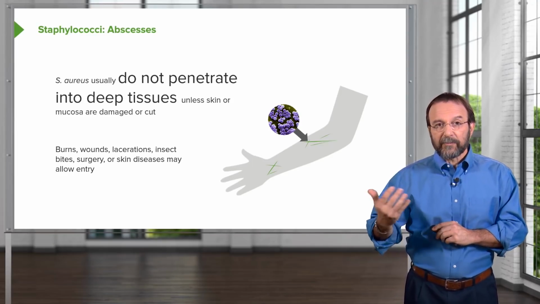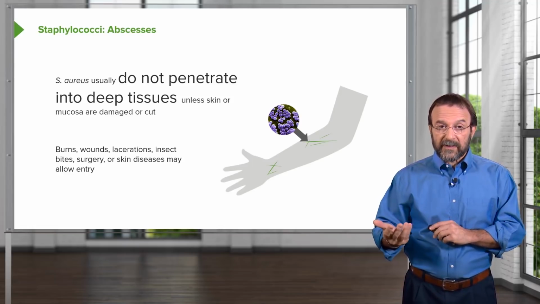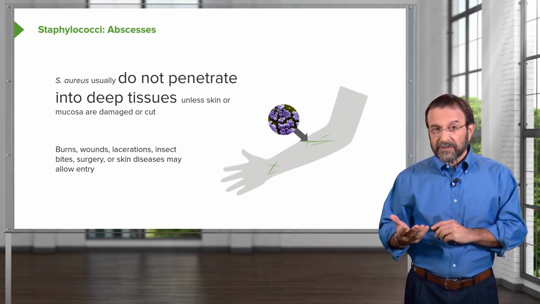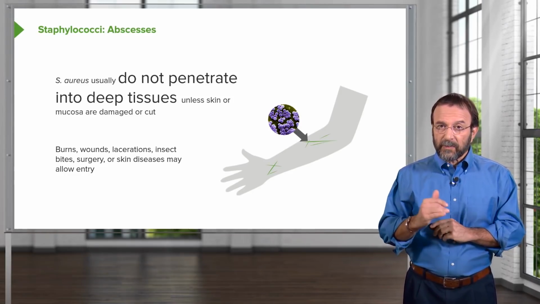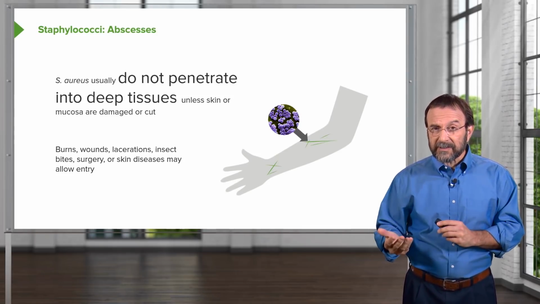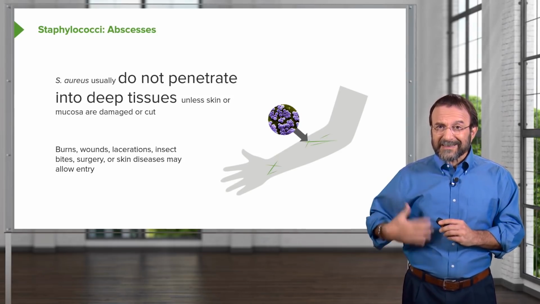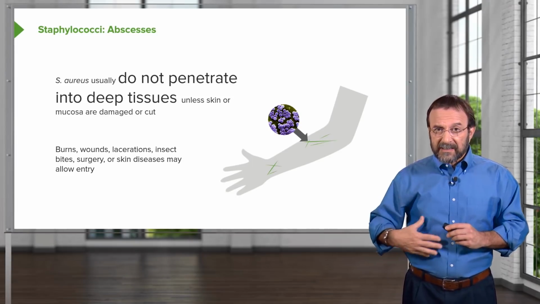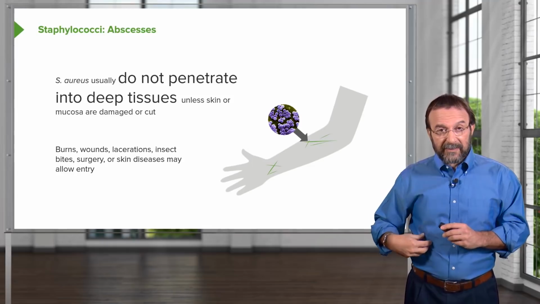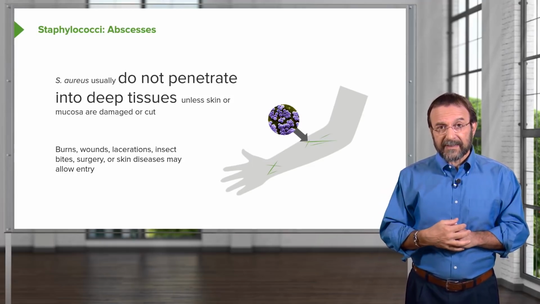So things like burns, wounds of various sorts, lacerations, even an insect bite, certainly surgery, variety of skin diseases, all these conditions can let Staph aureus come in. When you have surgery, one of the first things they do is to extensively wash the skin where you're going to be cut with a preparation to sterilize the area or reduce the number of bacteria.